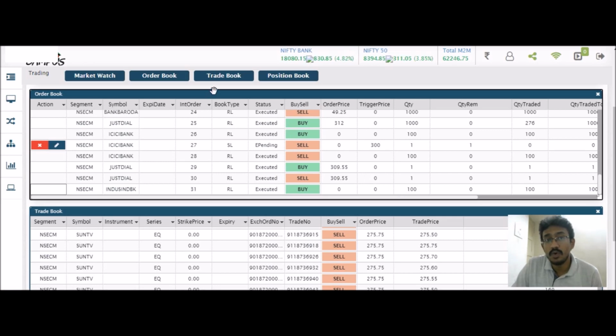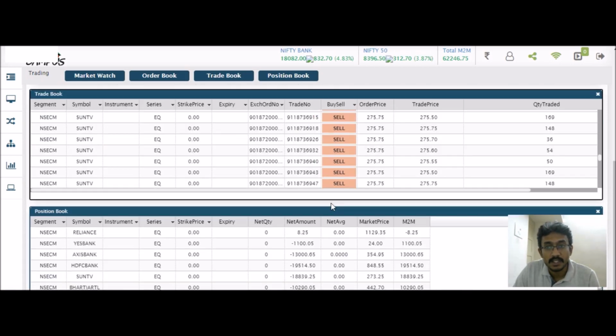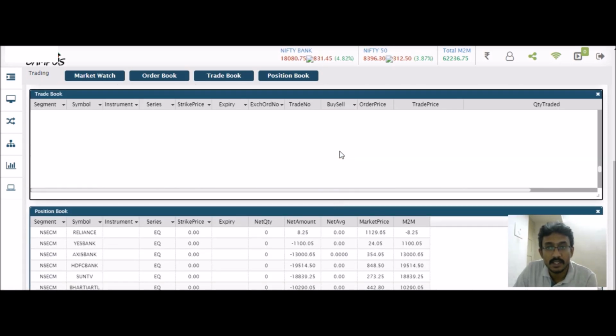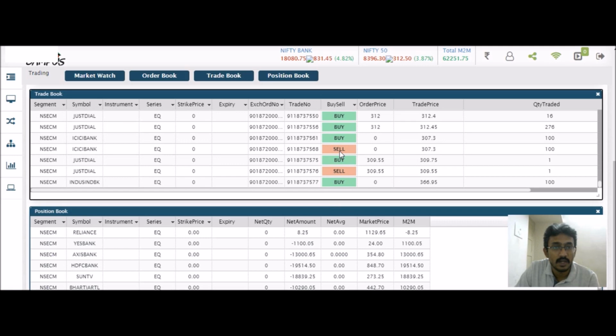Let us go and check the trade book to see at what price it got executed. Let's go to the trade book and see the last order that got executed. It got executed at 366.95. So 100 units of IndusInd Bank stock have got executed at 366.95. That is the next step.